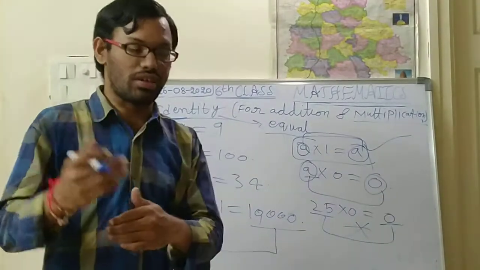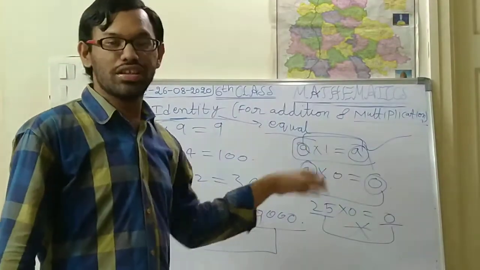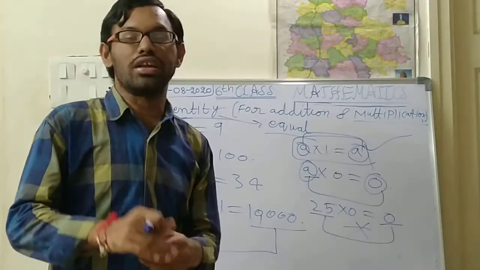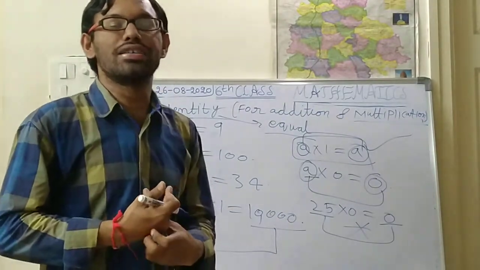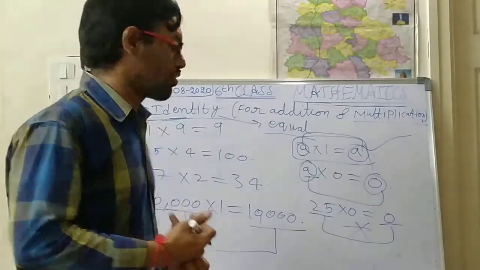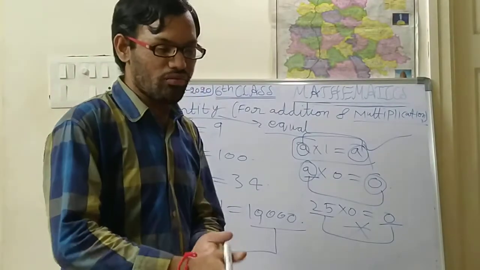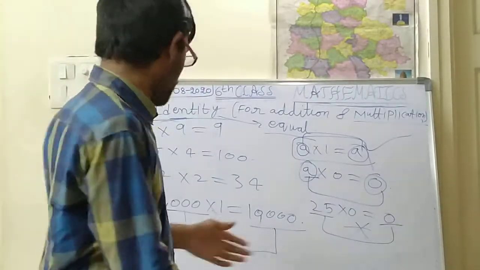In the next class, in the 7th class also, you will be having these properties somewhat detailed, as a pre-reading activity. So these are about the properties, children. Now we shall go on with the exercise part, children.